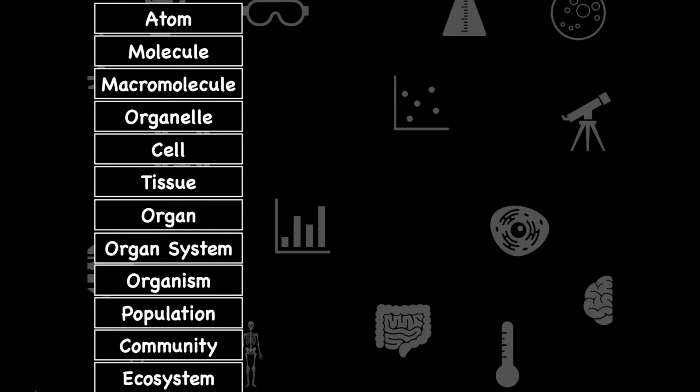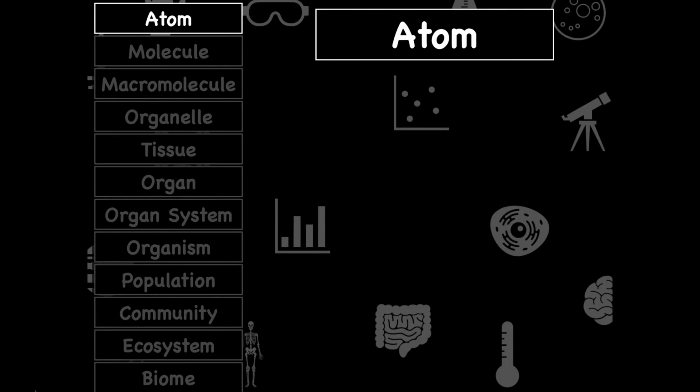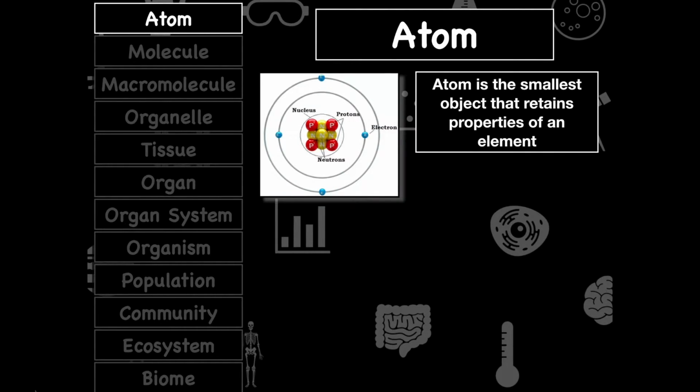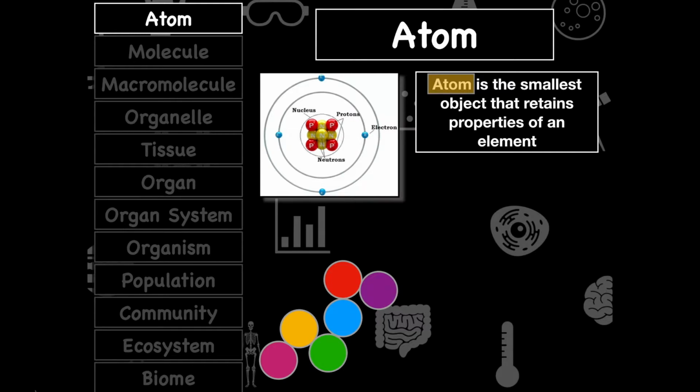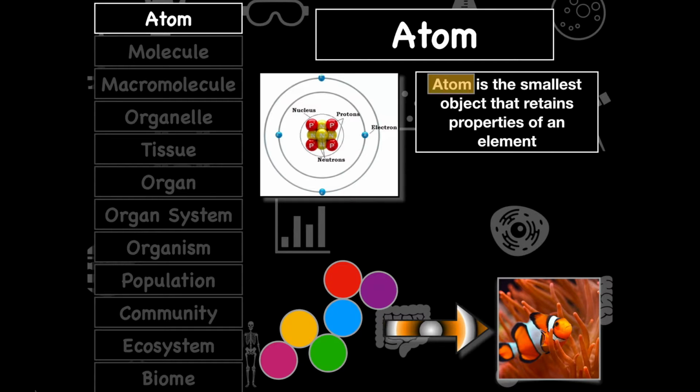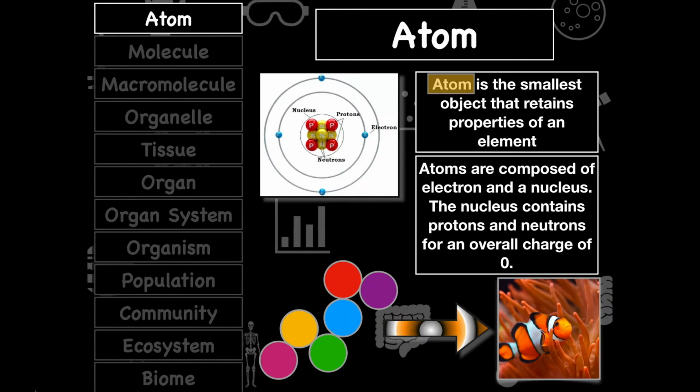So the first order that we're going to look at is the atom. And all life and all things, all objects, are made of atoms. So an atom is the smallest object that retains properties of an element. It's the smallest piece of matter that really forms to create everything. We can think about matter as different particles that come together and bond eventually to create organisms here. Now, as we go on, we can see atoms are composed of an electron, a nucleus, and the nucleus contains protons and neutrons for an overall charge of 0.